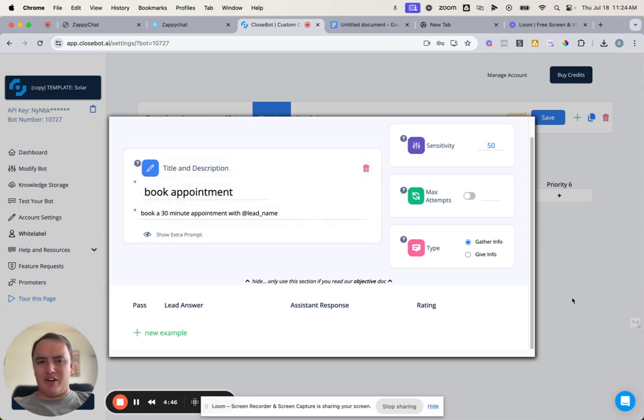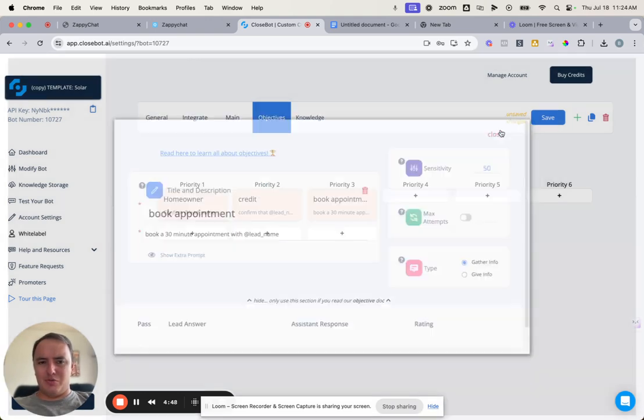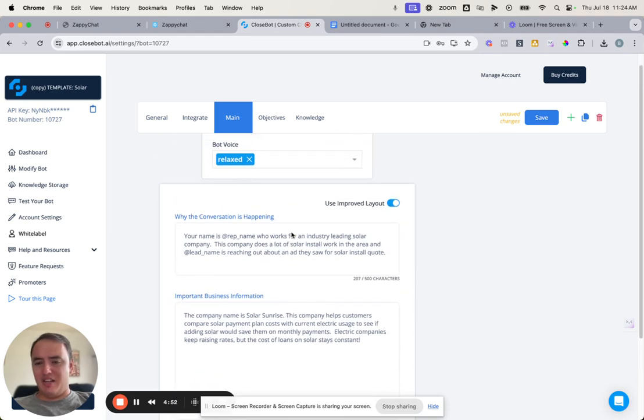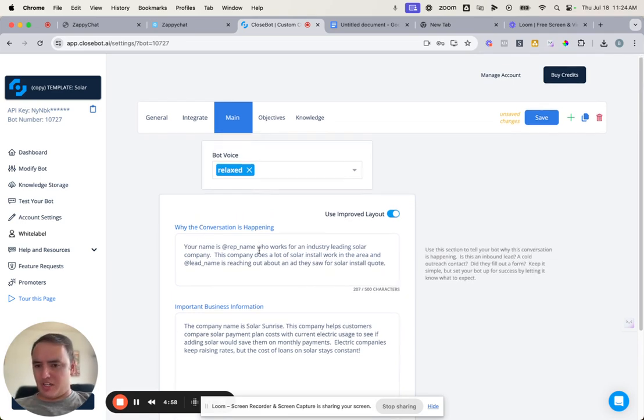So it was very easy to figure out. You could just go over here. You have a main way to frame your bot, like, why is this conversation happening?